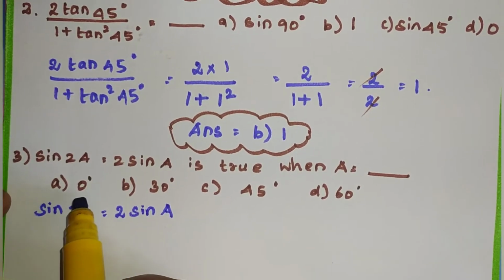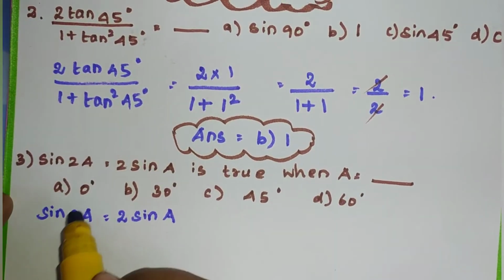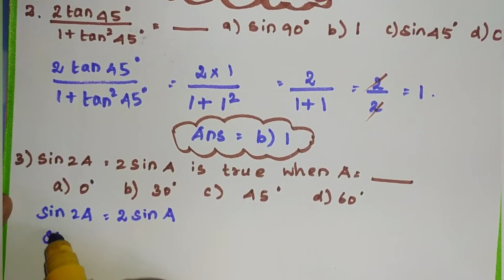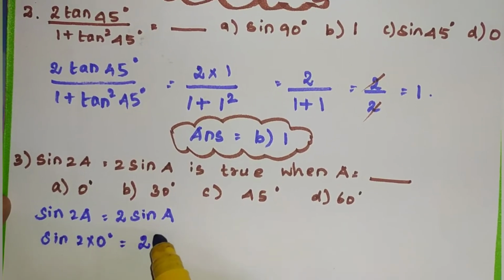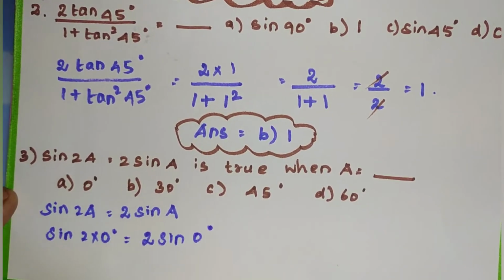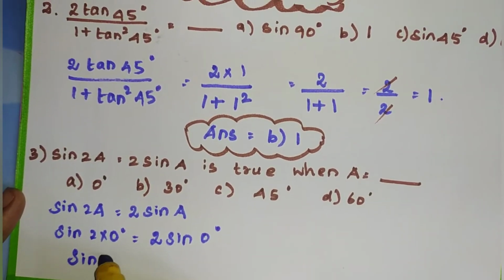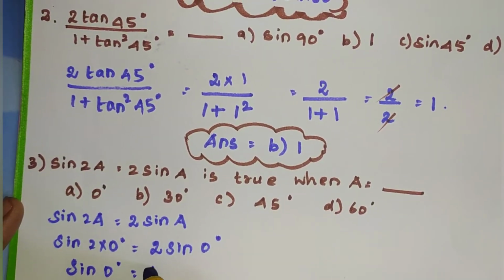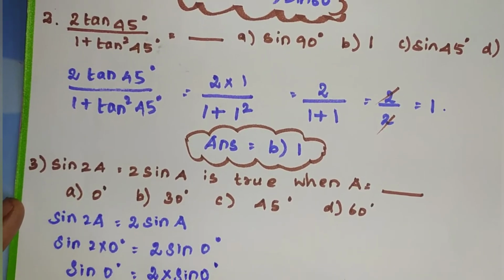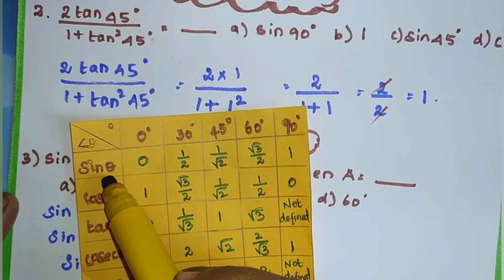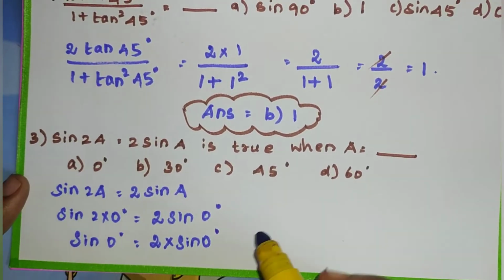First I am going to substitute 0 degree. Instead of capital A, I am going to substitute 0 degree. So sin 2 into 0 degree is equal to 2 sin 0 degree. So 2 into 0 is what? 0. So sin 0 degree is equal to 2 into sin 0 degree. So what is sin 0 degree? See here. Sin 0 degree is 0.